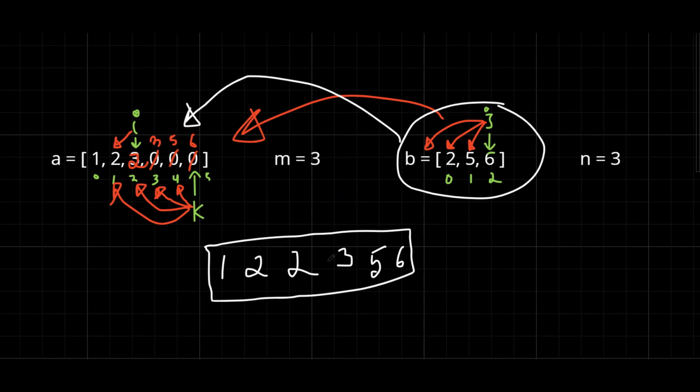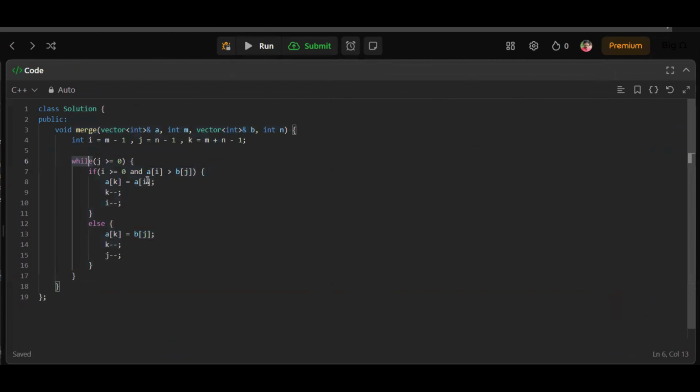I hope you understood the algorithm. Now let's move on to the code. In this problem, the code is pretty simple. At first, we are given a function named merge, and it has 4 parameters: the first array and the value of m, the second array and the value of n.